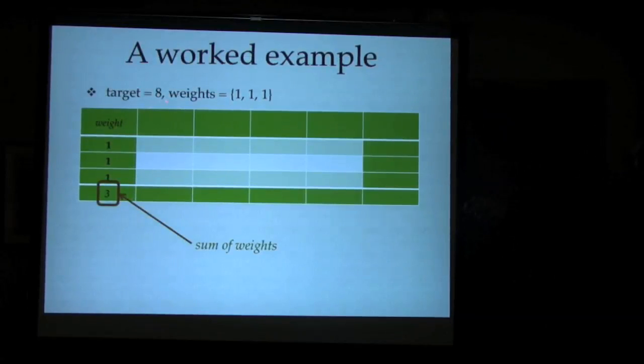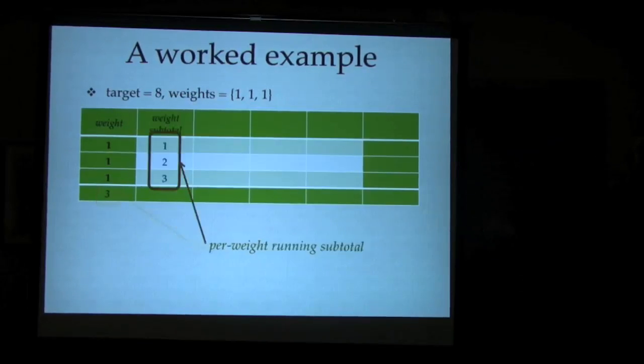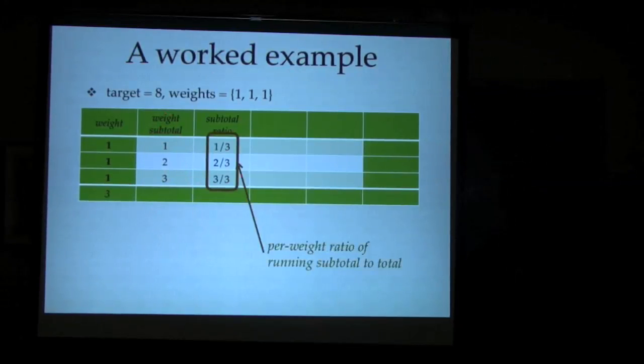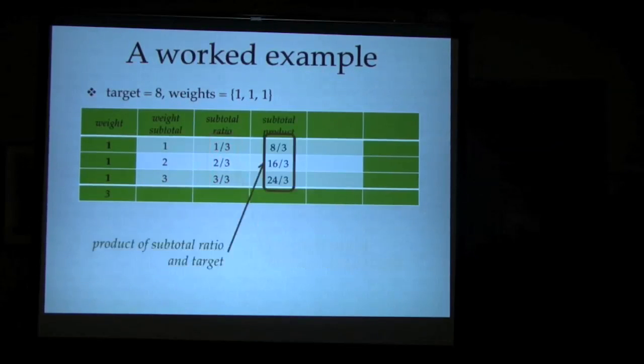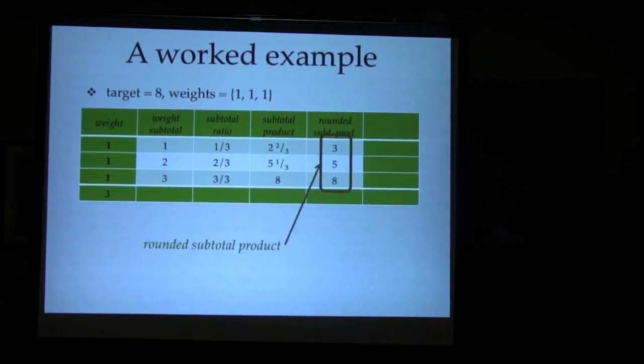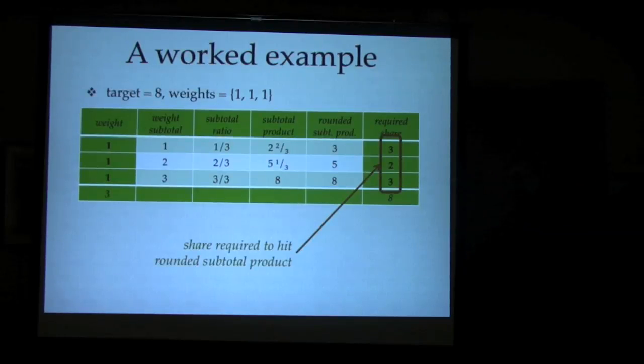So, here's a worked example. Again, 8 with 3 equal weights. The weight subtotals: 1, 2, and 3. The subtotal ratios: 1/3, 2/3, 3/3. The subtotal products with the target. And when we reduce those, we now have some numbers that we can round to get the rounded subtotal products. These are the subtotals that we have to hit. So we simply share, for each item, the amount it takes to hit the subtotal.